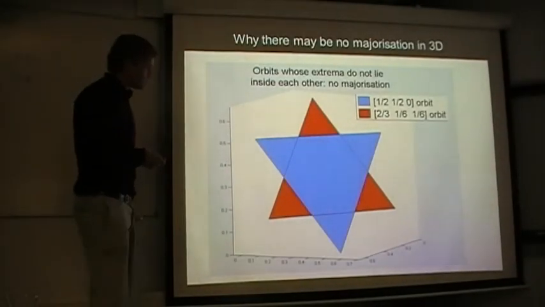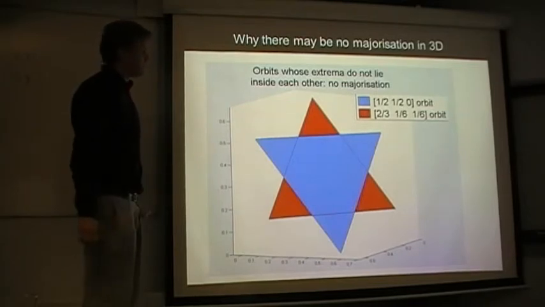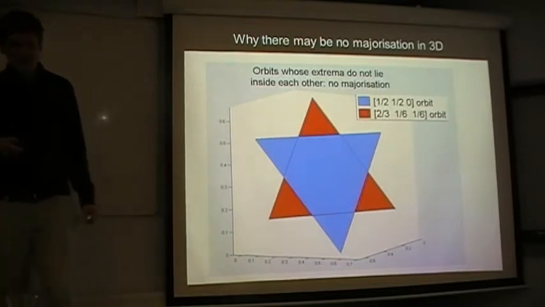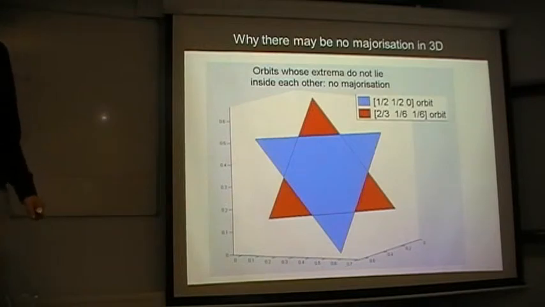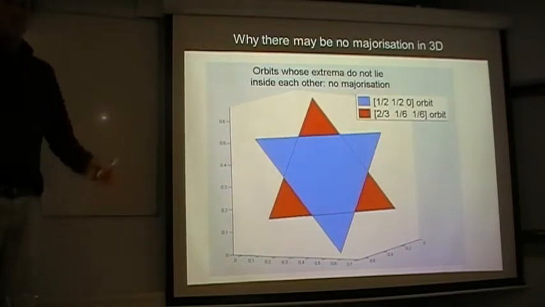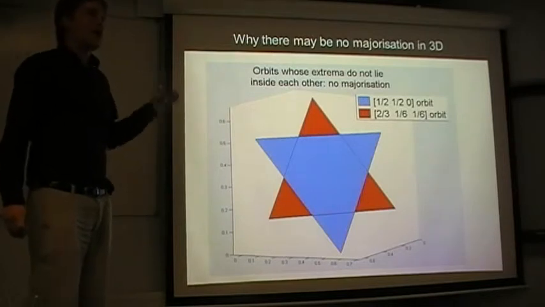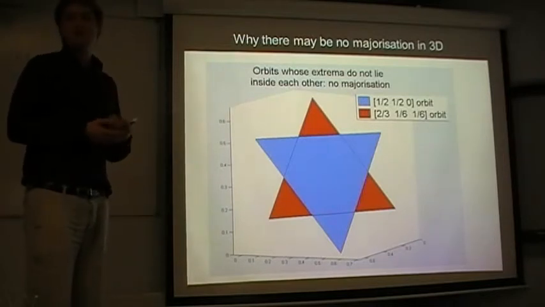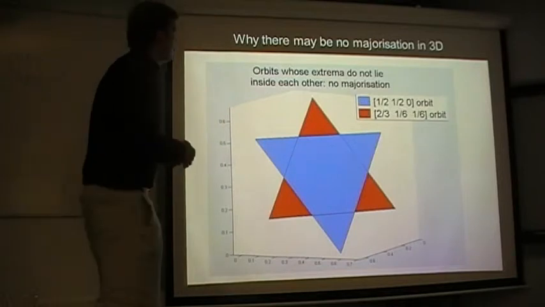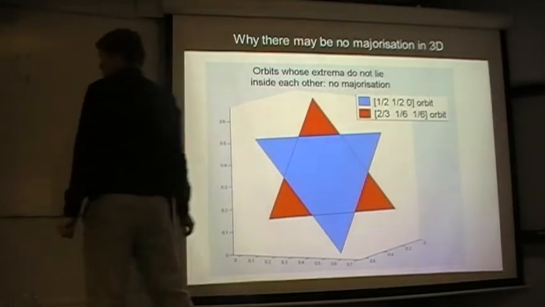So we can do this in 3D. I was very happy when I realized this, that you can visualize in 3D. I mean, this will have been known by various people, but you can visualize in 3D why some distributions don't majorize each other. Okay, so let's think about these two cases.